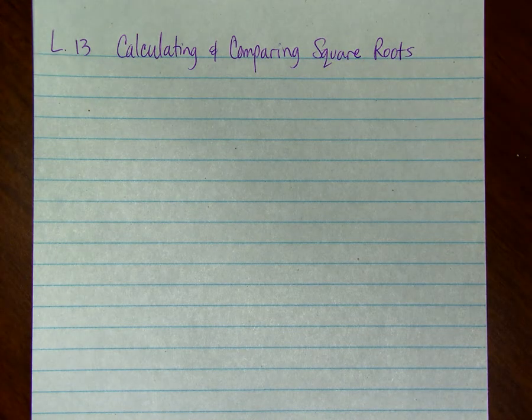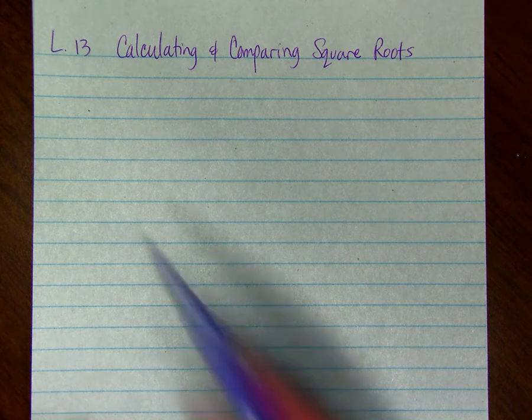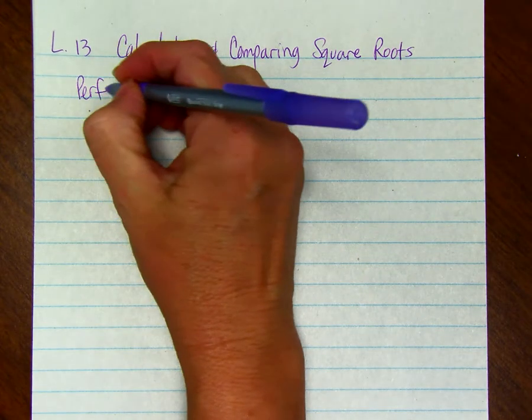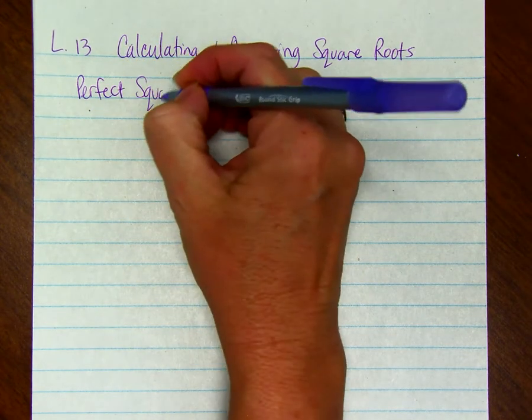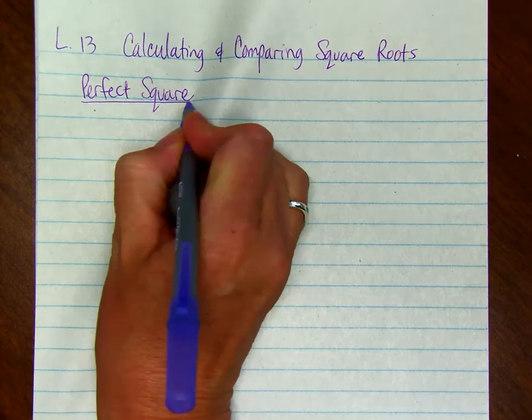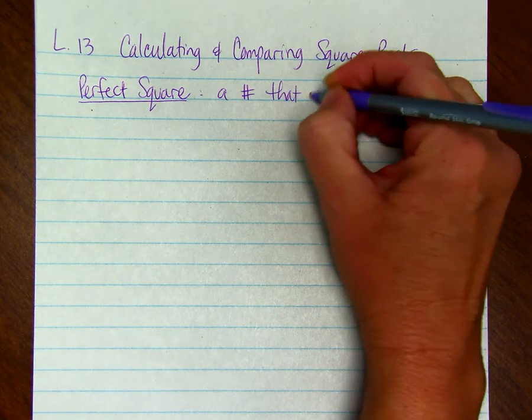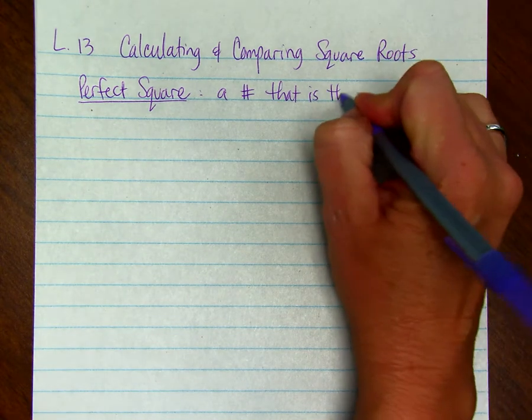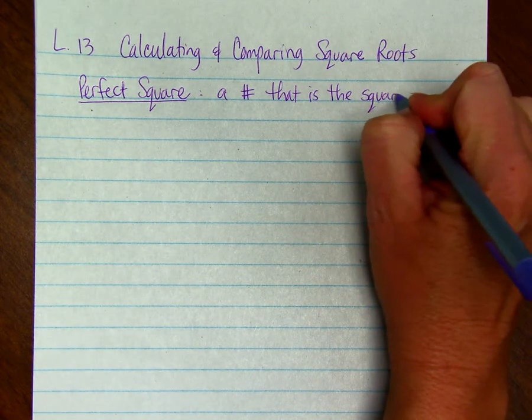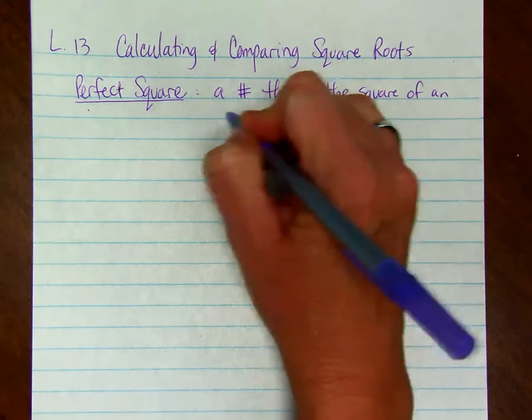A perfect square is just a number that is the square of an integer. So when you square an integer, the number you get is called a perfect square. So a perfect square is a number that is the square of an integer.